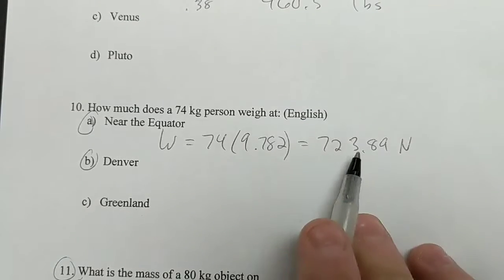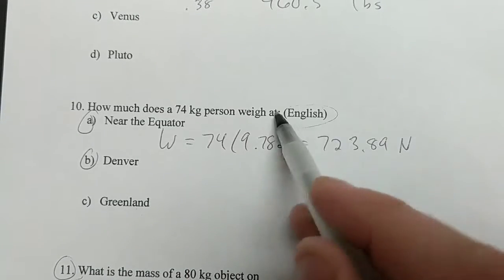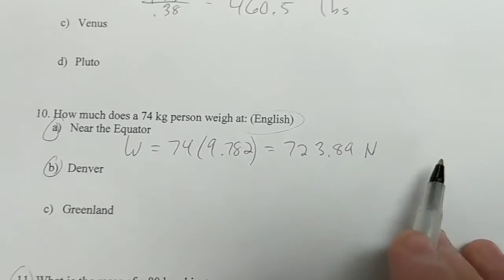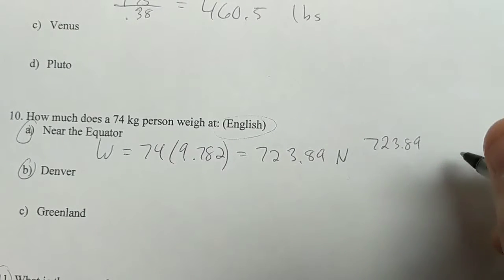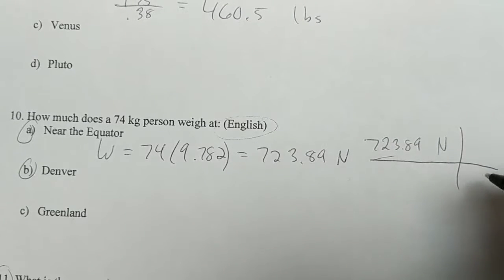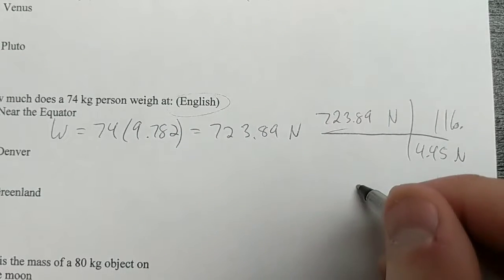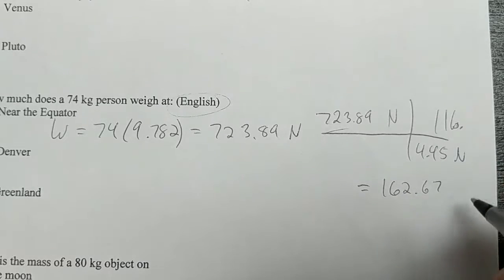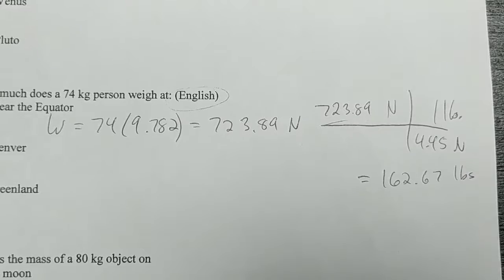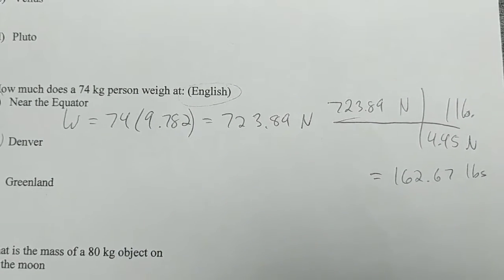723.89 newtons. Now at this point, you are finding the weight, but they do ask for it in English units, so you're going to have to convert that to English units. So 723.89 newtons, with 4.45 newtons per 1 pound. And when you calculate that, you get approximately 162.67 pounds. You can always convert it after the fact if you're looking for the English units.